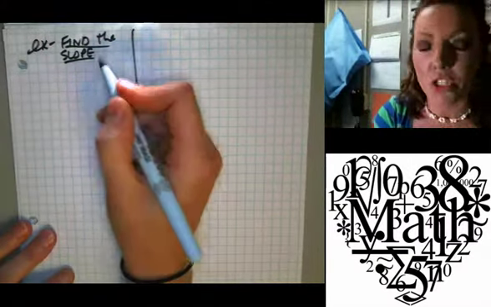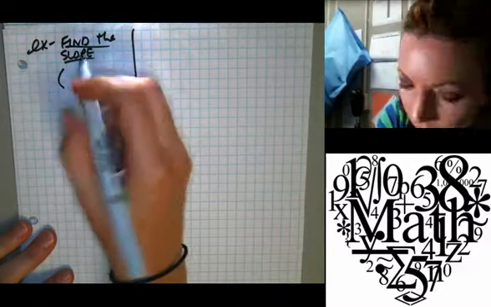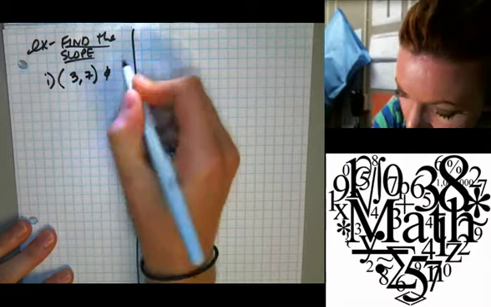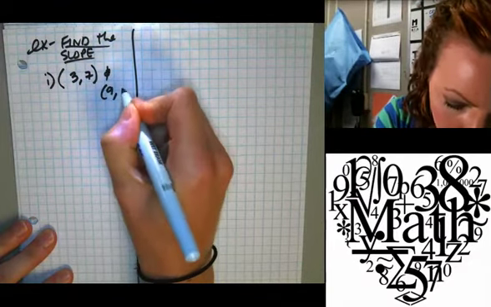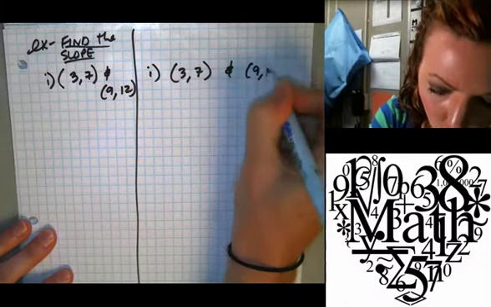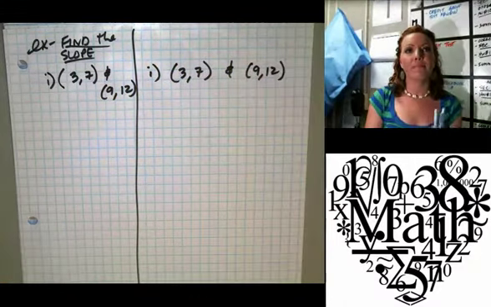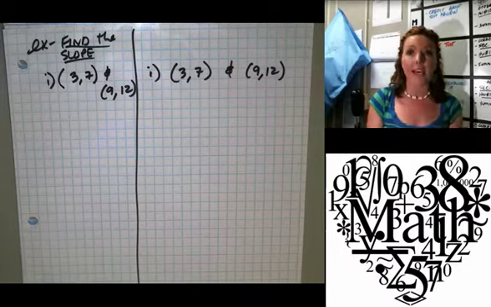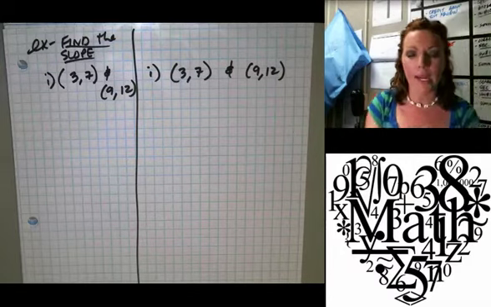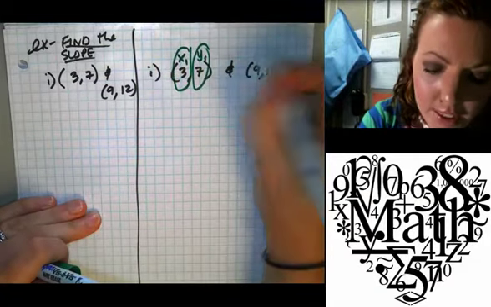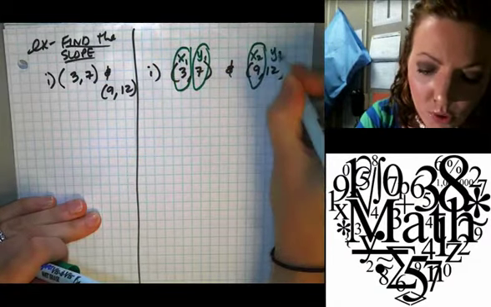Find the slope. I think we can probably just do one of these. Actually, let's do two of them. So (3, 7) and (9, 12). We want to find the slope of those two. This should be a really easy review from Algebra 1. If I'm looking at these two coordinates, and I read left to right, this one is the first coordinate, so this is x1, this is y1, this is x2, this is y2.